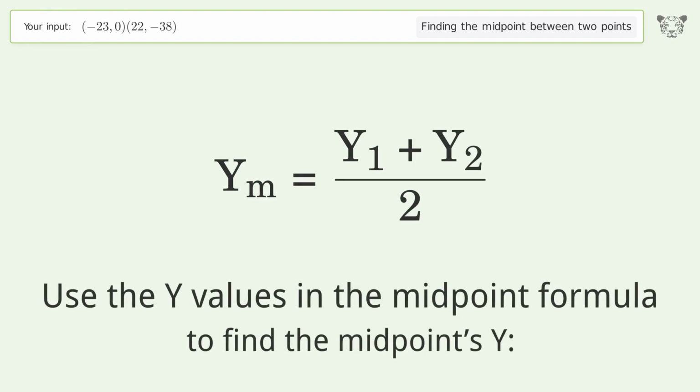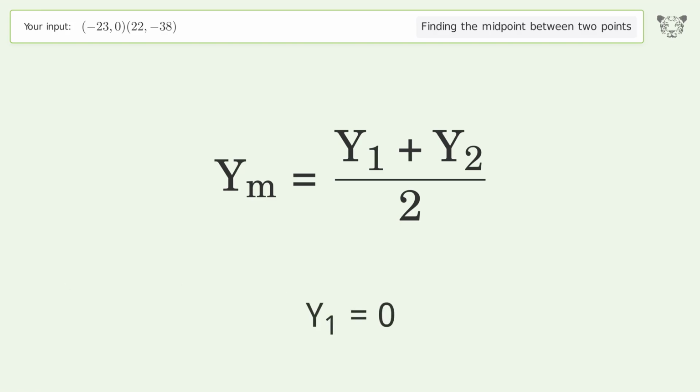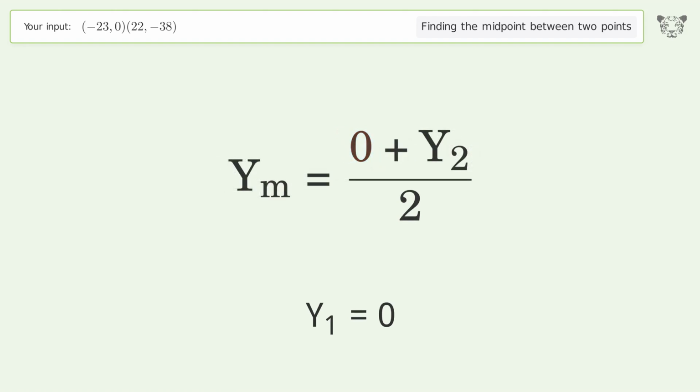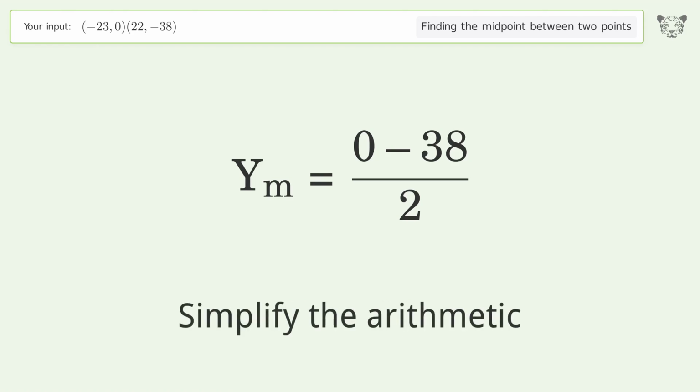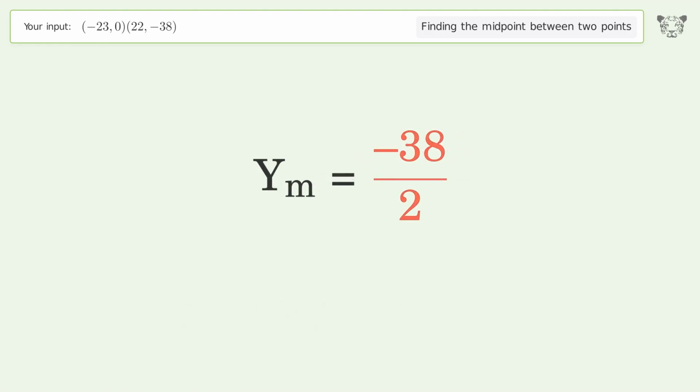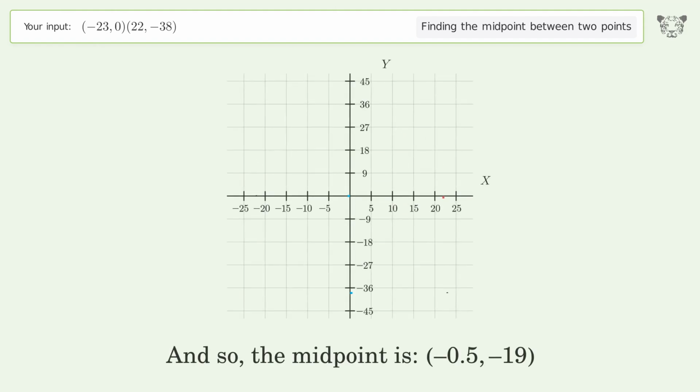Use the y values in the midpoint formula to find the midpoints y. y1 equals 0. y2 equals negative 38. Simplify the arithmetic. And so, the midpoint is negative 0.5, negative 19.